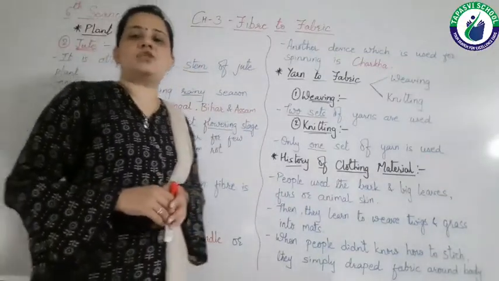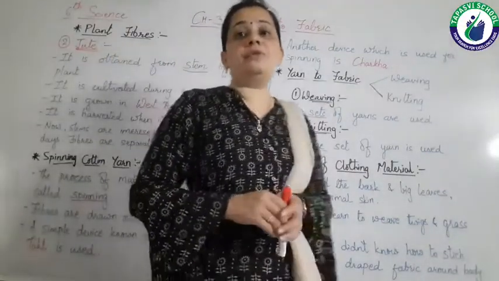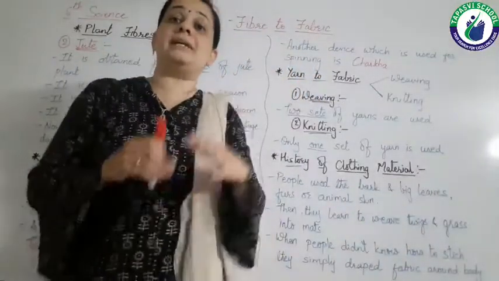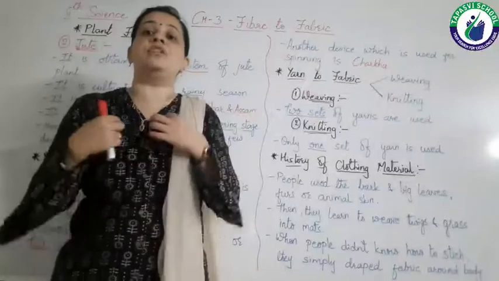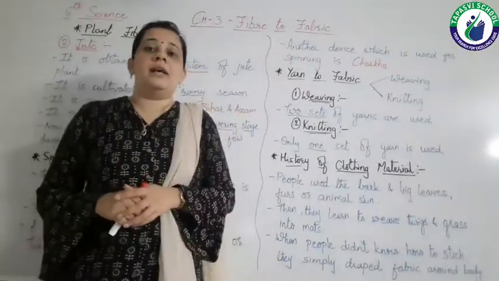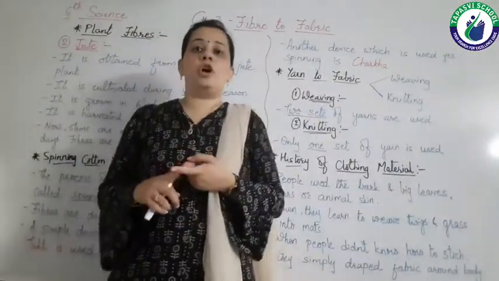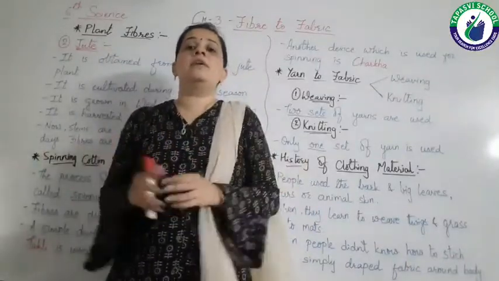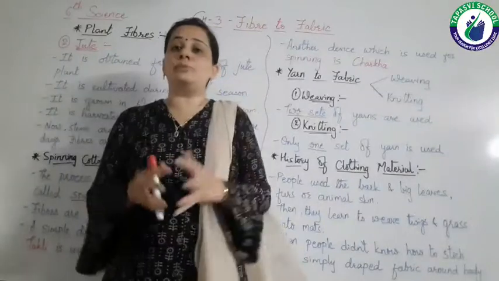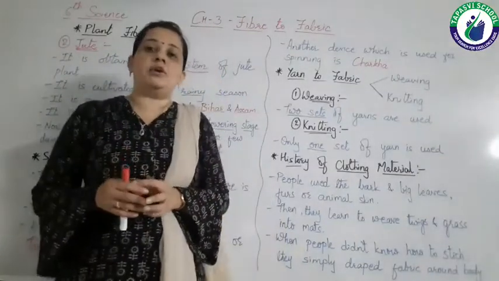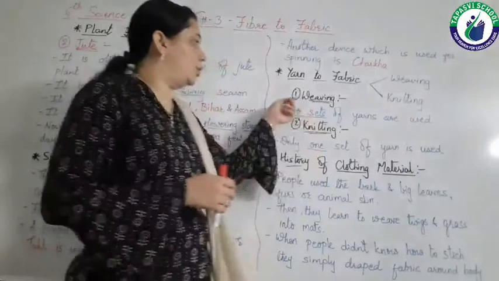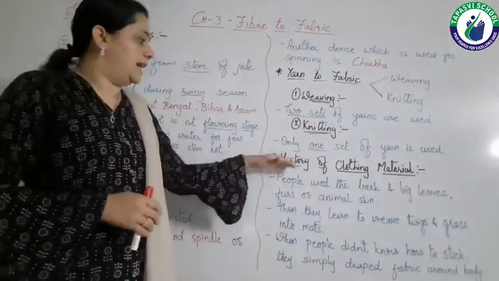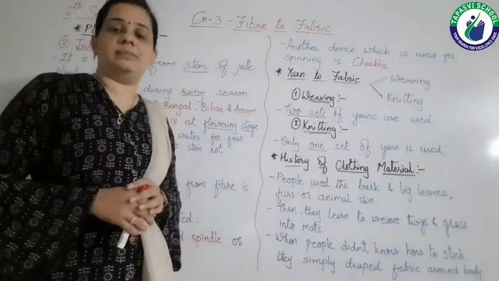Before we start this topic, let me tell you that weaving and knitting are the two main processes to make the different types of fabrics which we wear, right? Like kurtis, frocks, t-shirts, jeans, these are all fabrics, or cloth material which we wear, and they are made with the process of either weaving or knitting. Now next is the history of clothing material.